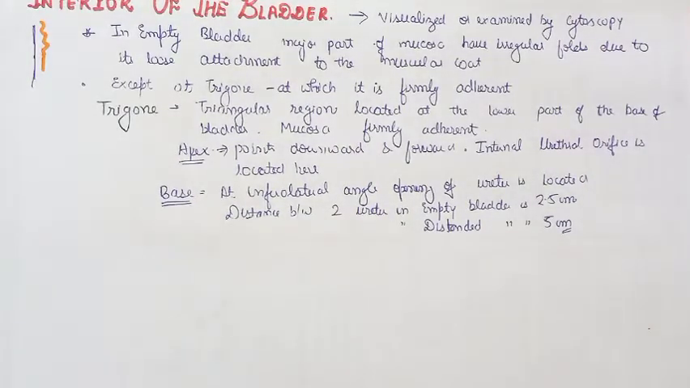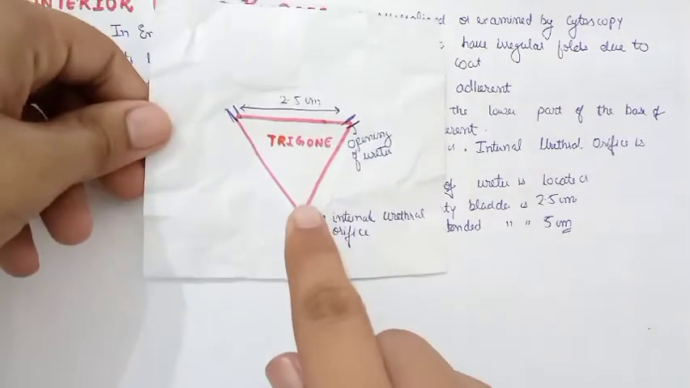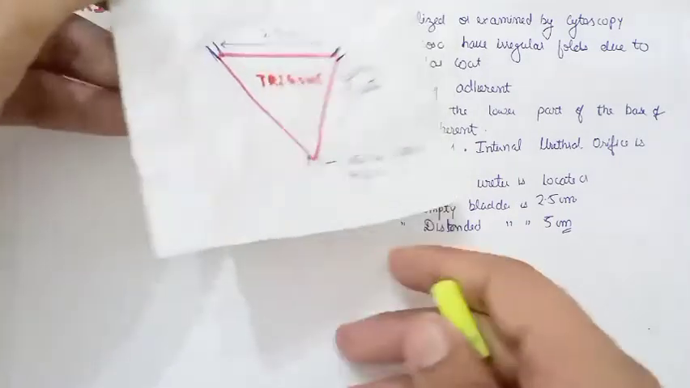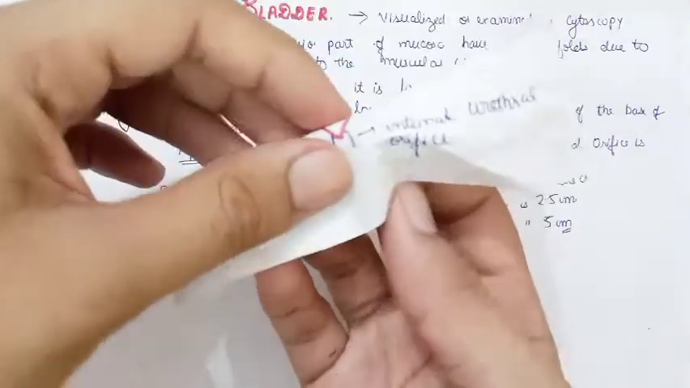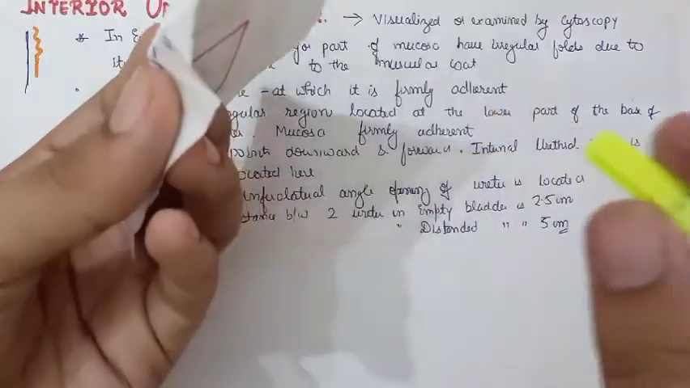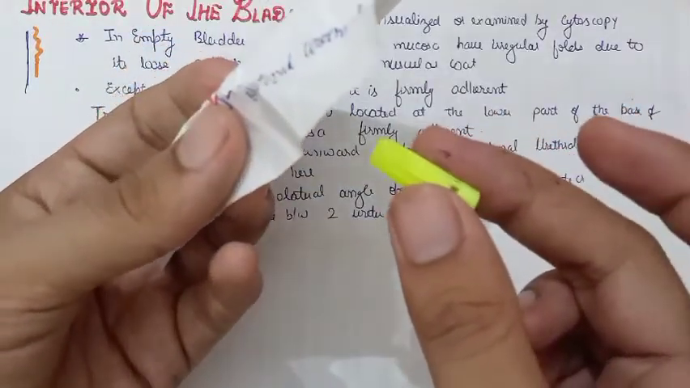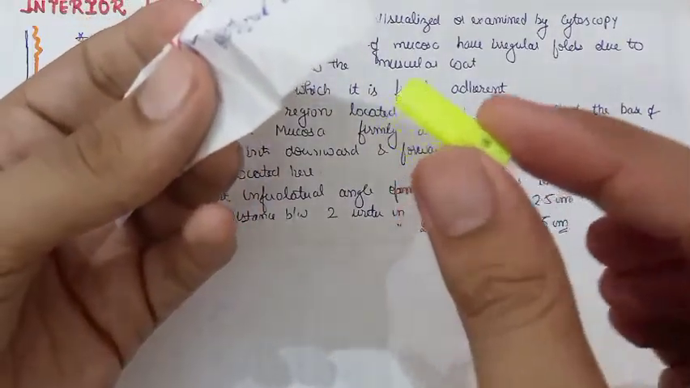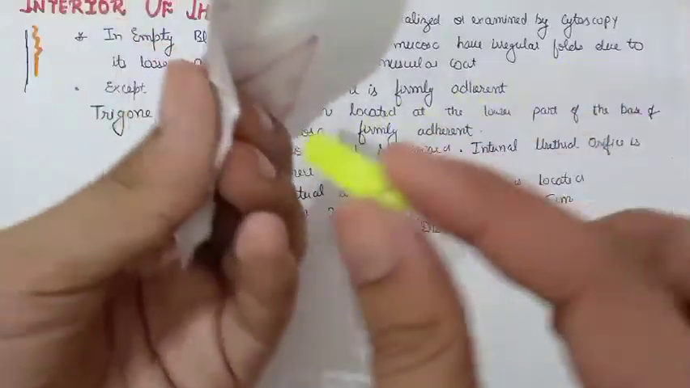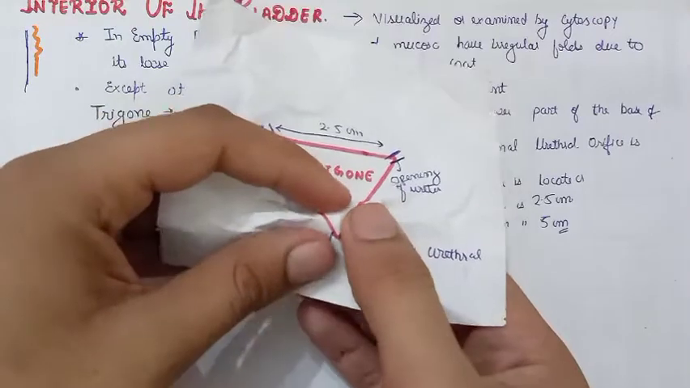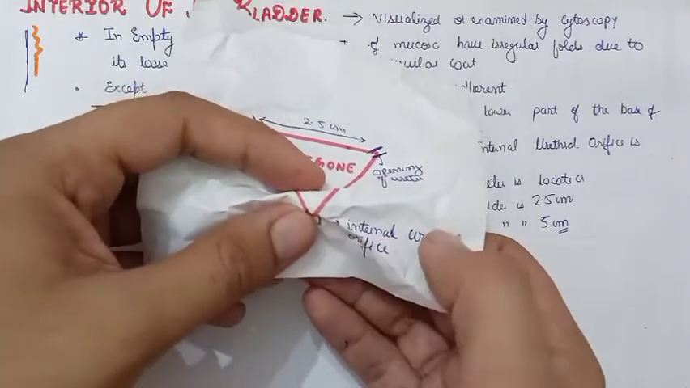Let's see some other interesting facts about the interior of the bladder. At the lower part of the trigone, there is some elevation present just behind the internal urethral orifice. So let me try to make it. You can see this cap and imagine it as a prostate gland. Suppose this is the median lobe of the prostate gland, present in the posterior part and pressing at the lower part. So there is some elevation produced at the lower part of the trigone just behind the internal urethral orifice.